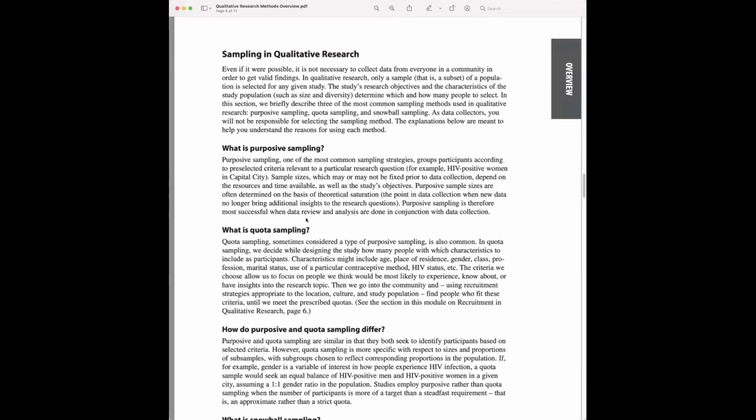Purposive sampling is therefore most successful when the data review and analysis is done in conjunction with the data collection. This is a very, very good point. It means that as you are doing the data collection, you are checking whether all the perspectives are being represented.